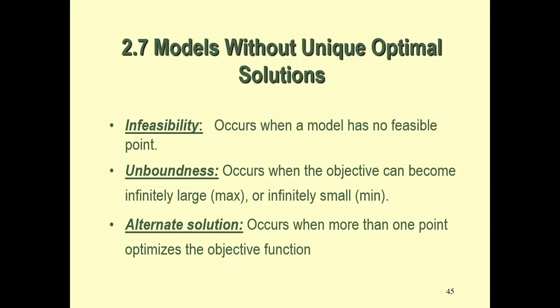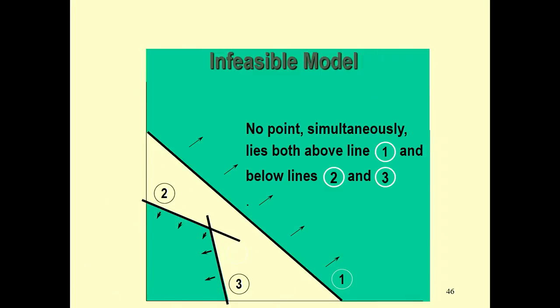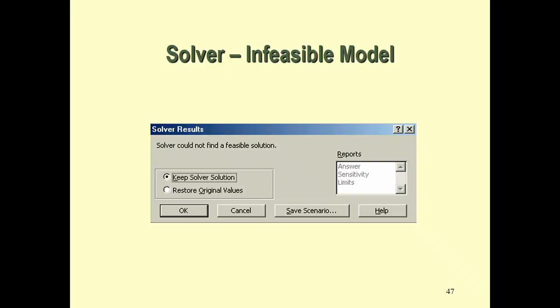Infeasibility occurs when a model has no feasible point. If you design your constraints in such a way that you say it has to be less than or equal to these two constraints, and greater than or equal to this line, there are no points that simultaneously satisfy both of those regions. Unfortunately, Excel just says, hey, there's nothing possible here. If I had said, for example, in the corn and barley problem, that I want to make sure I make at least 500 acres of barley, it would have told me infeasible because you only have 80 acres.